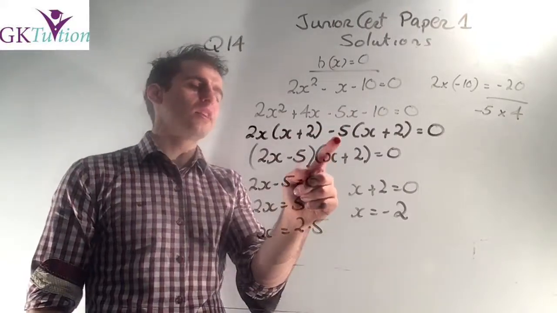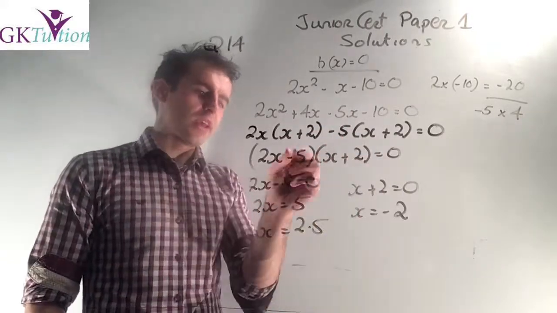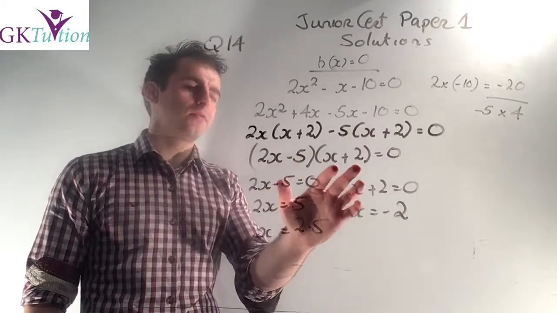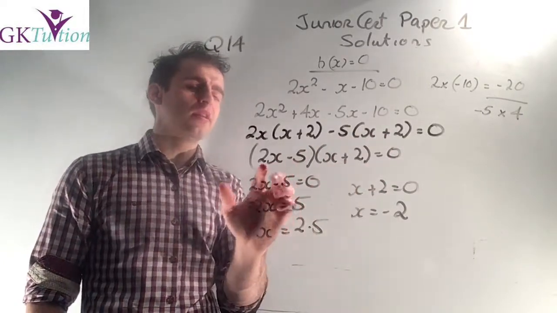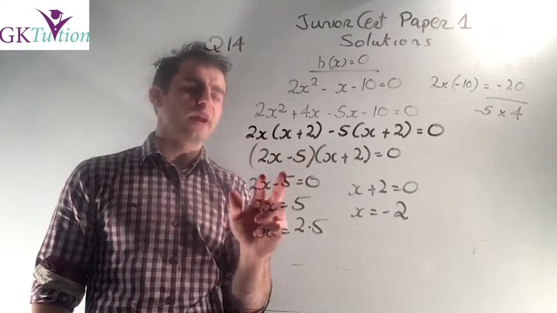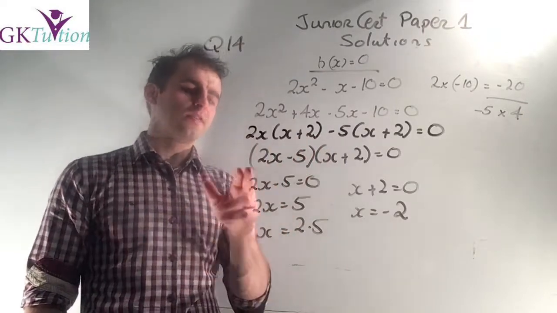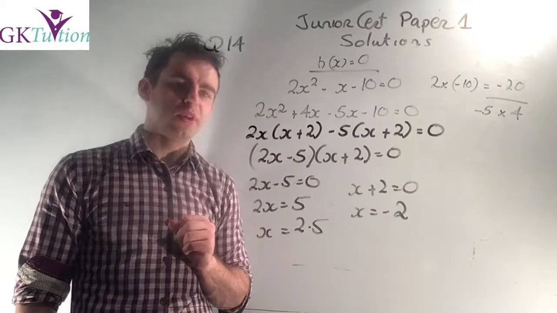If you take out minus 5, you're left with x plus 2. Again, same thing in both brackets, so I'm happy enough. That becomes an x plus 2, and then the other bracket is just whatever you have outside your brackets, which is 2x minus 5. So your factors are 2x minus 5 and x plus 2 equals 0.